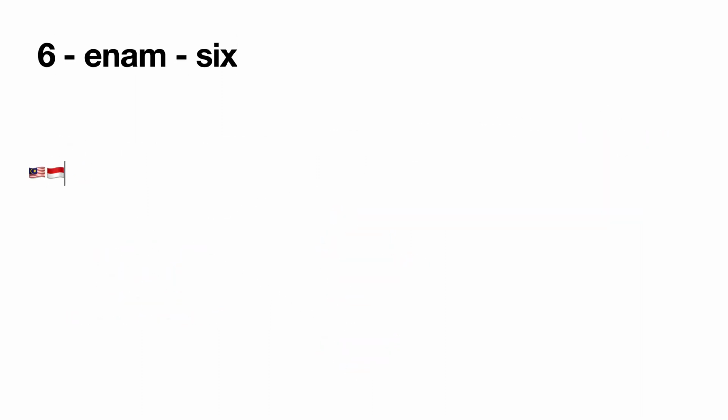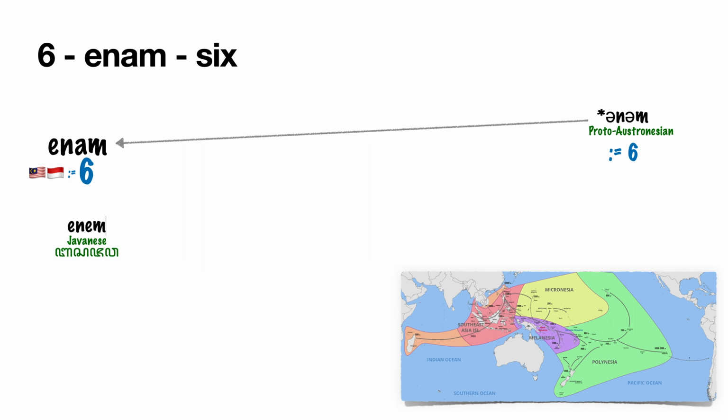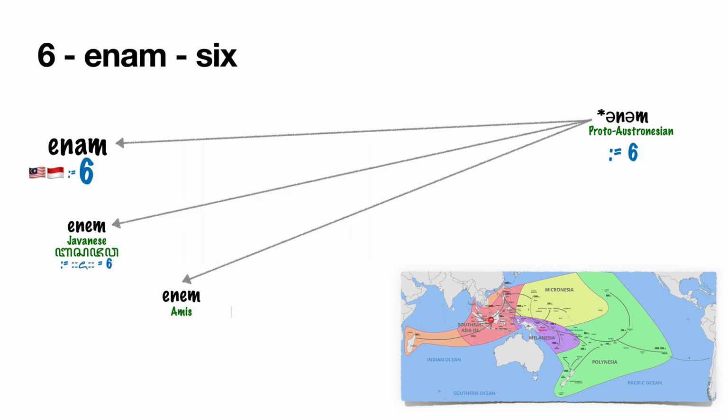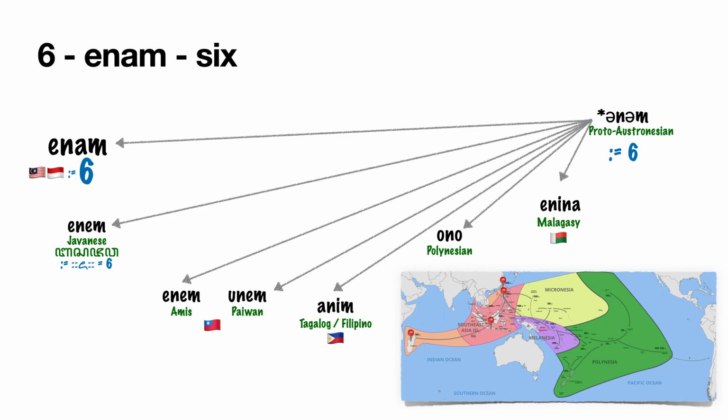6. Indonesian word enam comes from Proto-Austronesian word enam. It is related with Javanese word enam, Amis word enam, Paiwan word unam, Tagalog word anim, Polynesian word ono, and also Malagasy word enna. They basically share the same root enam.